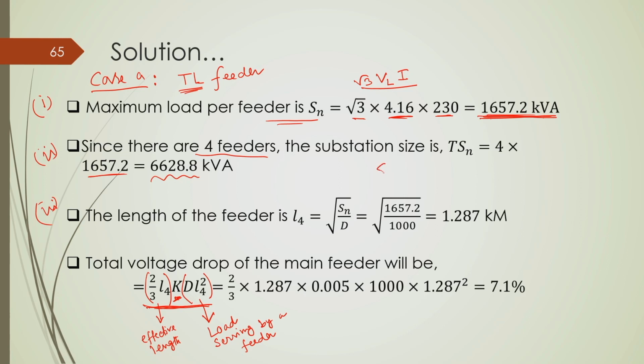So, we know that S_n is equal to D multiplied by A_n, which is equal to D multiplied by L_4 squared for this type of feeder. D is known to us, S_n is known to us, so we can find L_4, which comes out to be 1.287 kilometer. Once you get this L_4, or length of the feeder, you put it in this expression, and you get the percentage voltage drop, which comes out to be 7.1%. Okay. This is for case A.